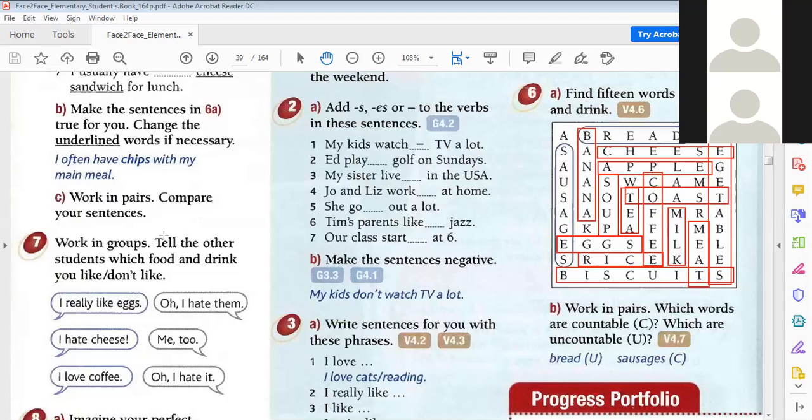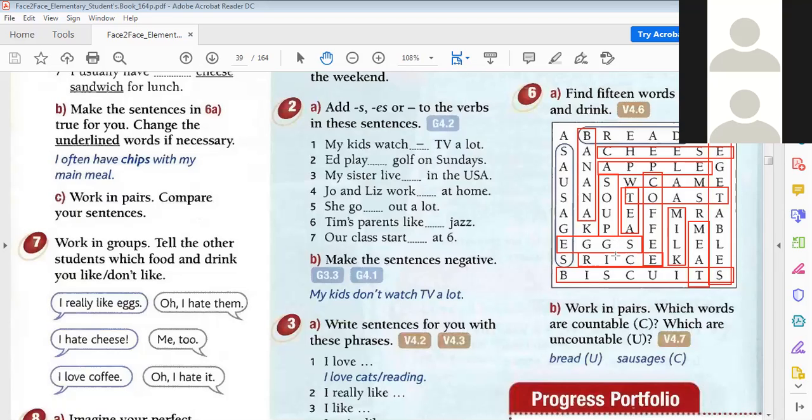Okay, let's find which ones are countable and which ones are uncountable. I'll say the noun, and I want you to tell me if it's countable or uncountable. Bread. Uncountable. Cheese. Uncountable. Apple. Countable. Correct. Toast. Uncountable. Eggs. Countable.